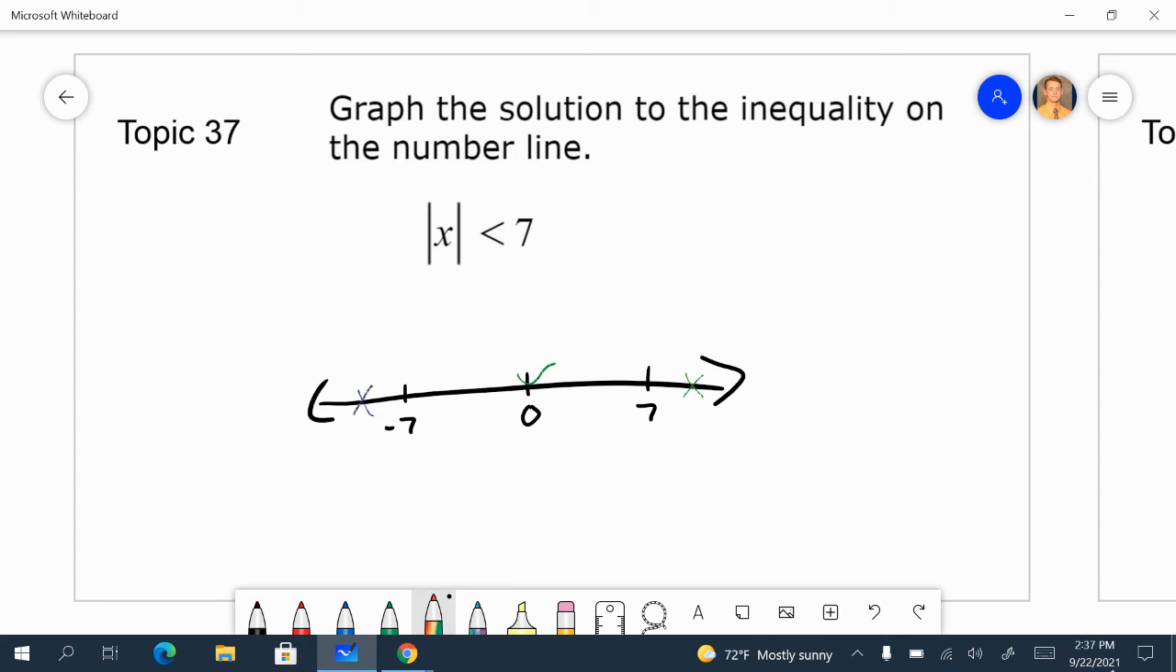Everything inside should work. We could pick a -6, we could pick a +6, we could pick any number that you want that's between -7 and +7, and you would find out that they all work.